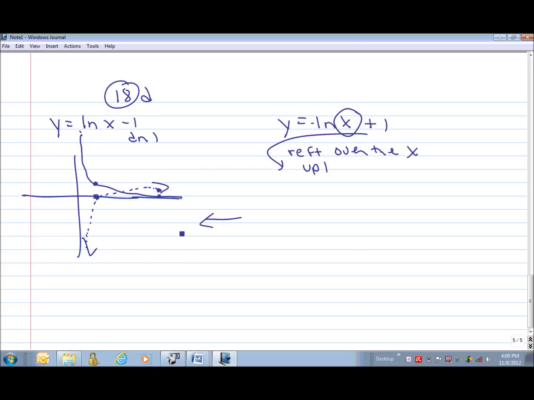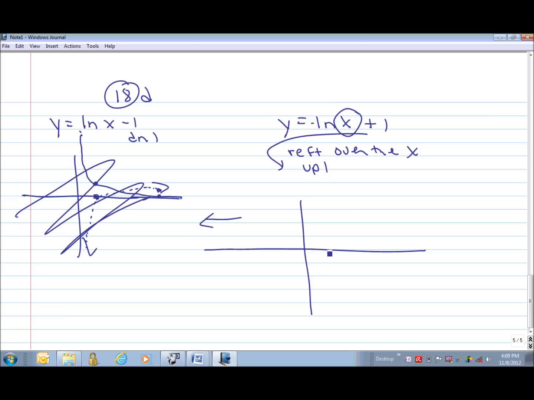Oh, I drew my parent graph wrong. Sorry. Cross that out. My log parent graph, I think I'm getting too tired. My log parent graph would look like this. So then my reflection, when I reflect over the x-axis, would come up here and move up 1 would be up here. This would reflect and move up 1 up here, and actually my graph would look like this. Sorry about that. You have the right picture on your paper. So just make sure that you understood that.